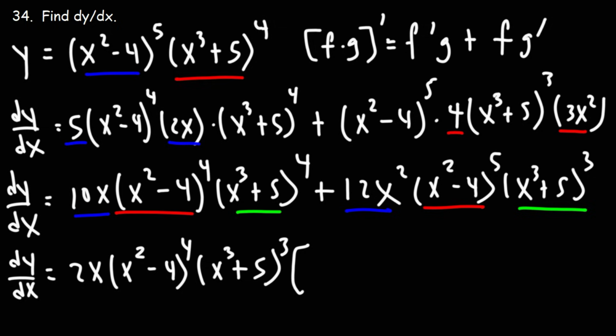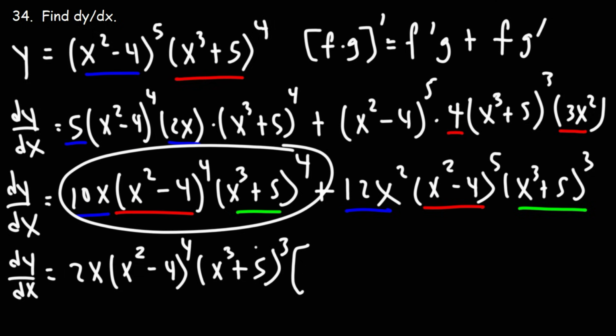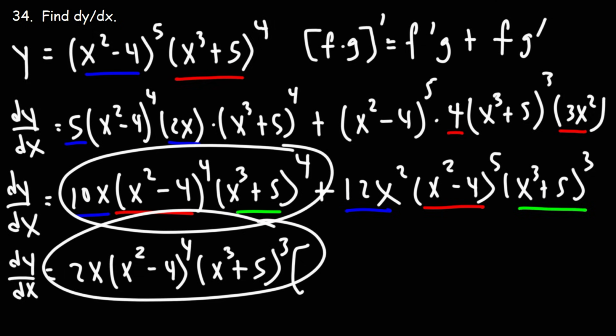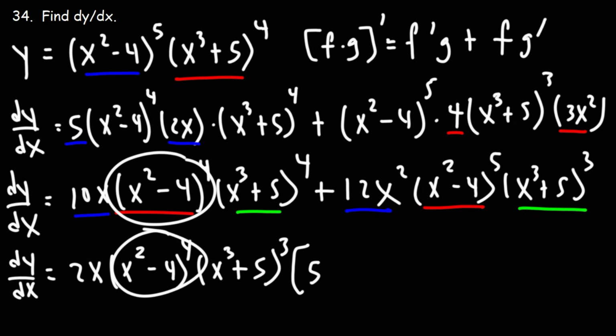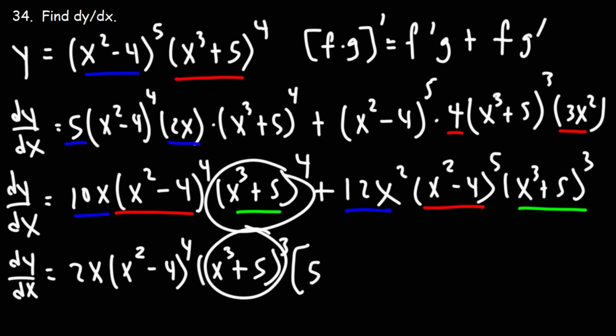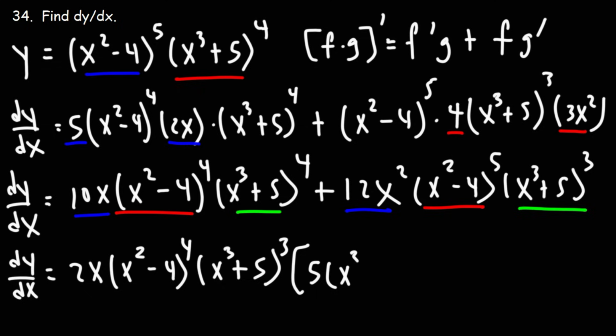Now we need to find what's left over. So when we take this term and divide by that, what do we get? 10x divided by 2x is 5. When we divide these two, because they're the same, they will cancel out. When you divide them, you get 1. When we divide these two, we can subtract the exponents. 4 minus 3 is 1. So we just have x cubed plus 5 raised to the 1st power.